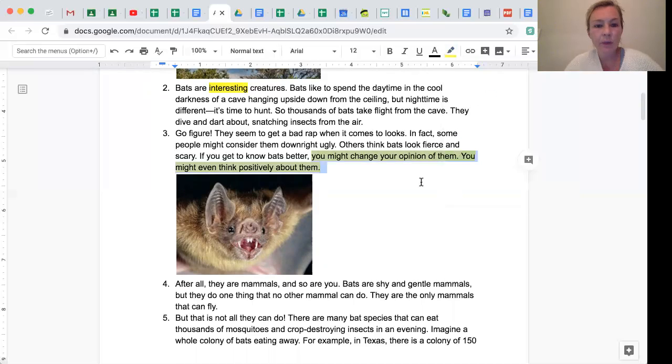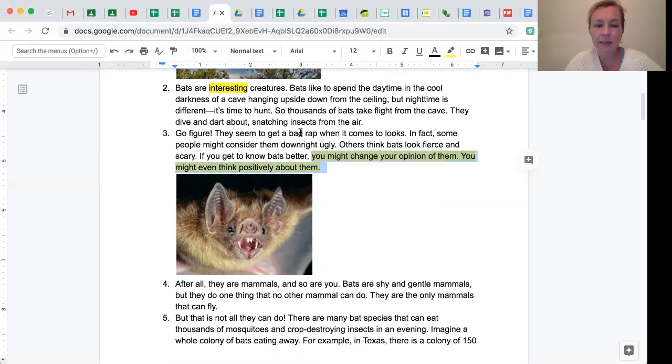They're trying to convey their values and make you consider their thinking. And that gives us the idea that they think positively about bats if they're trying to say you will think positively about the bat. Okay? A bad rap.